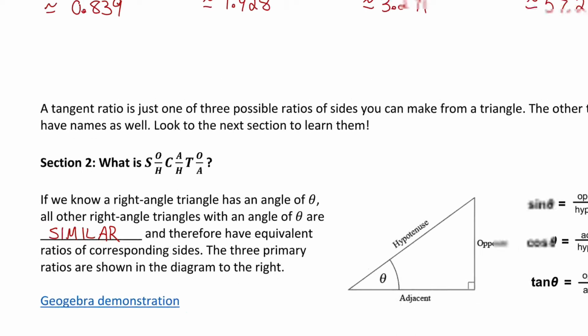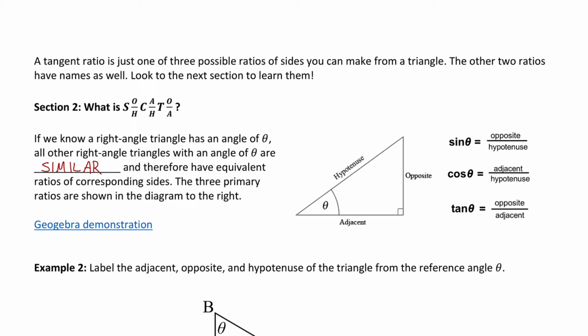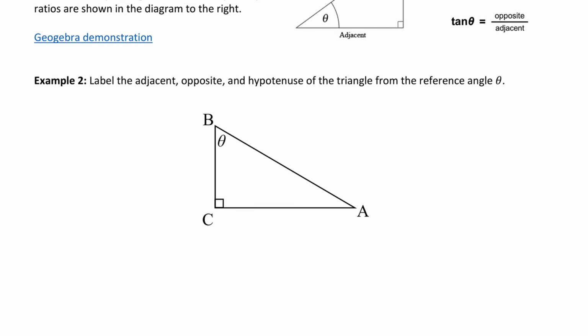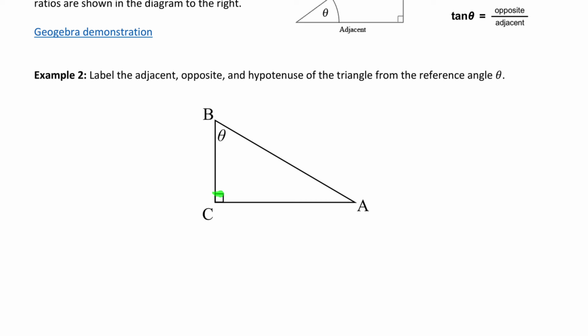And now let's move on to the next example, where we're going to just practice labeling opposite, adjacent, and hypotenuse in a right angle triangle. So in this right triangle, here's my 90-degree angle, and here's my reference angle, angle theta. It says, from that reference angle of angle theta, label the adjacent, opposite, and hypotenuse. Well, hypotenuse is always across from the right angle. It's the longest side. The opposite side from the reference angle is the side across from angle theta, and the adjacent side is the side touching angle theta that's not the hypotenuse.